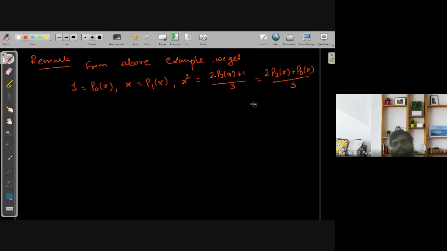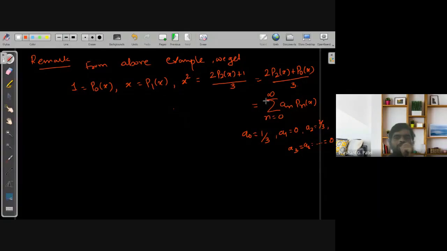So ultimately what we can say, this we can express as a polynomial in terms of Legendre polynomial, that is summation n running from 0 to infinity an Pn of x, where a0 is 1 by 3, to compare with this one, a1 is 0, a2 is 2 by 3, and rest all of them, that is 3, 4, and so on, all of them are 0. So in general, any x power k can be expressed as summation n running from 0 to k an Pn of x, where ak is non-zero.